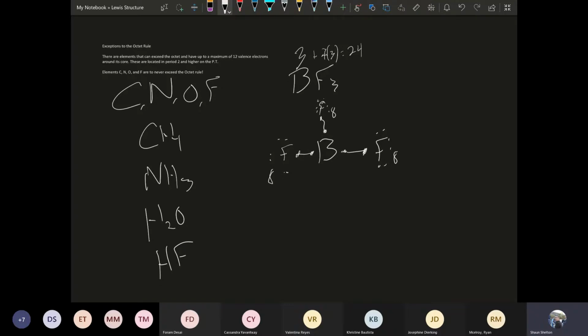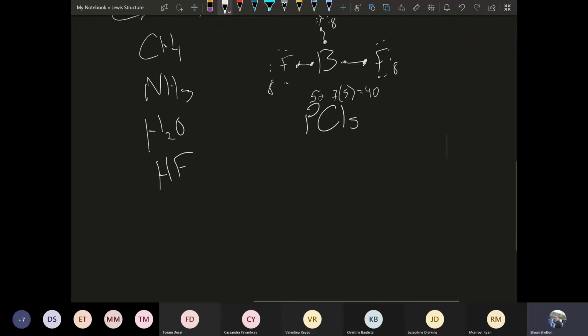All right, so let's look at another one here. Let's look at PCl5. Phosphorus has 5 valence electrons plus the chlorine, which is 7 times 5, for a total of 40 valence electrons. This is where you have to count. We didn't count previously in the boron and the 3 fluorines, but I know that they're correct because of the way the electrons are arranged. You might want to count the PCl5 after we're done.